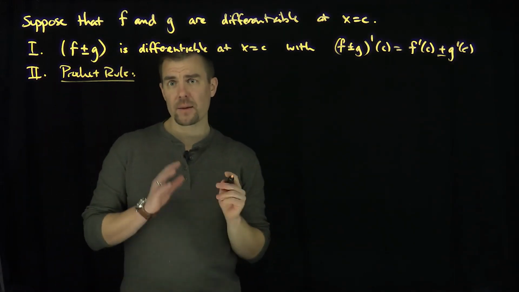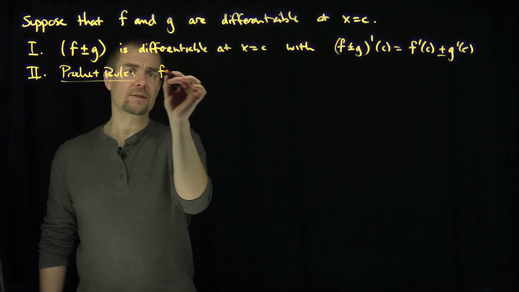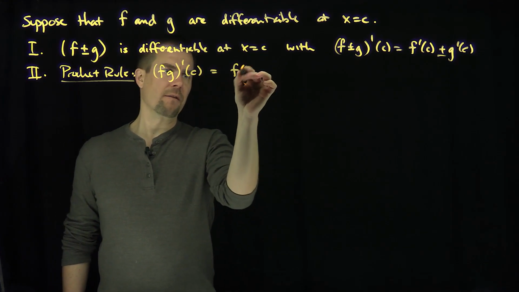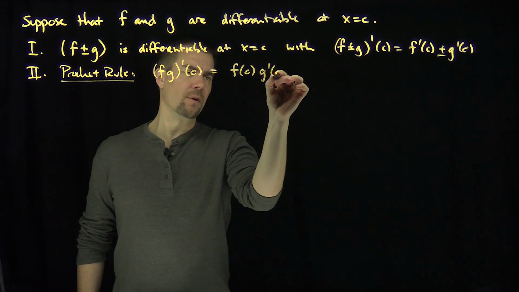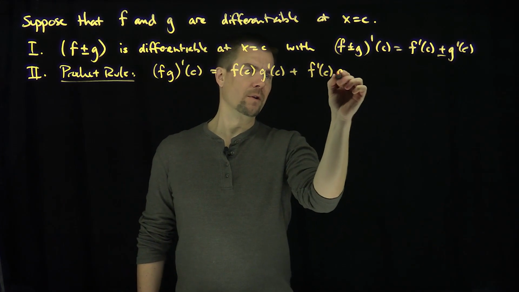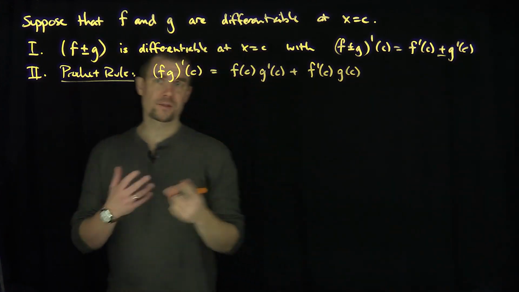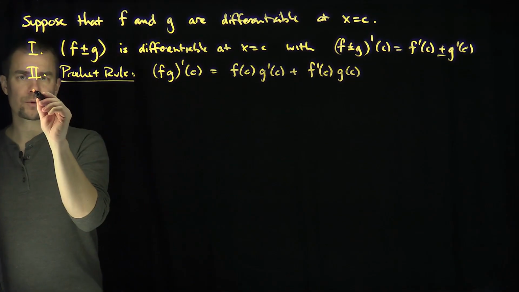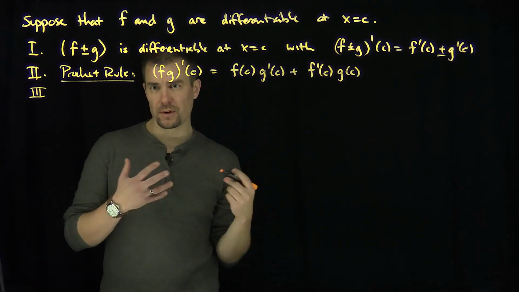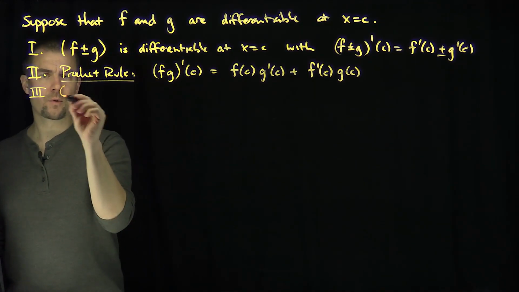It states that f times g is differentiable, and that (f times g) prime at c is f of c, g prime of c, plus f prime of c, g of c. That's the product rule. There's the quotient rule, and the quotient rule assumes that g is not equal to 0 at c. So this is the quotient rule.